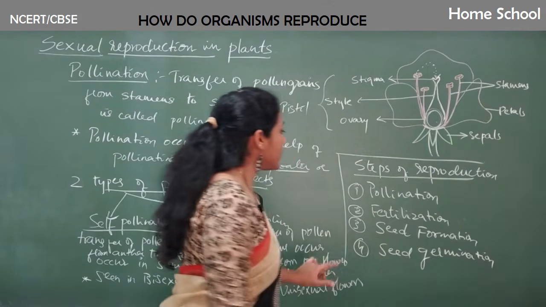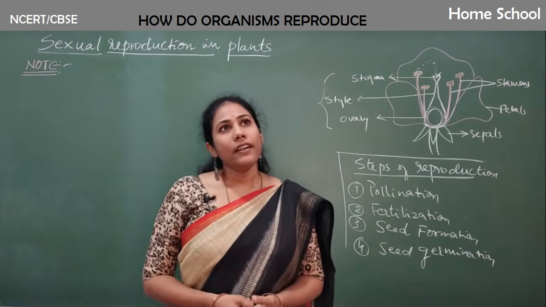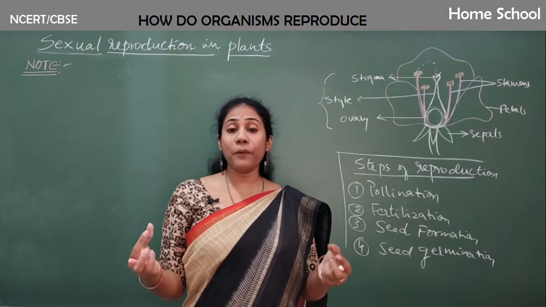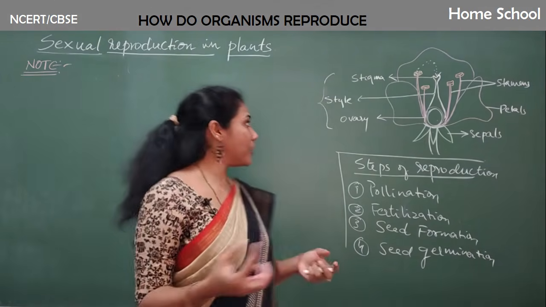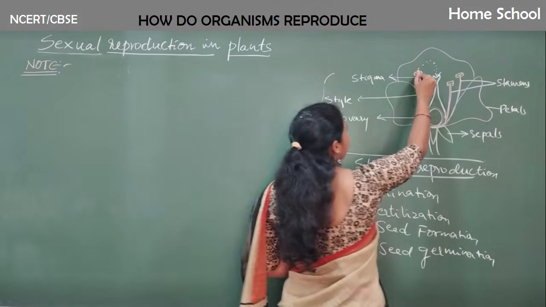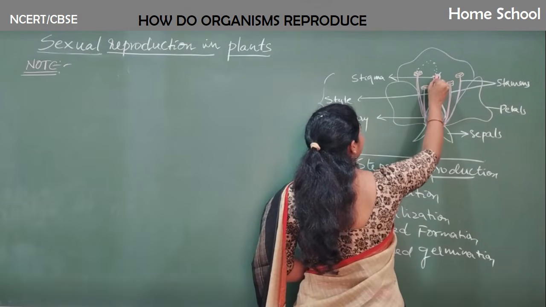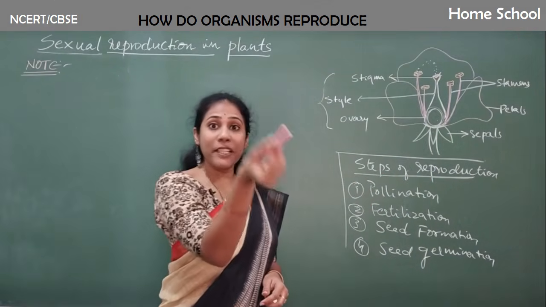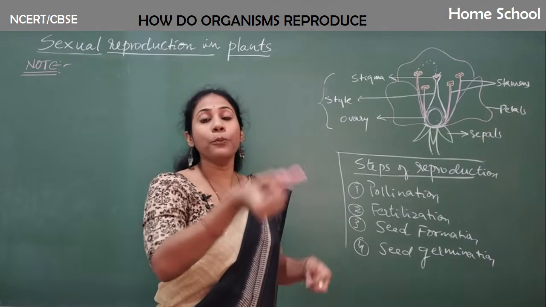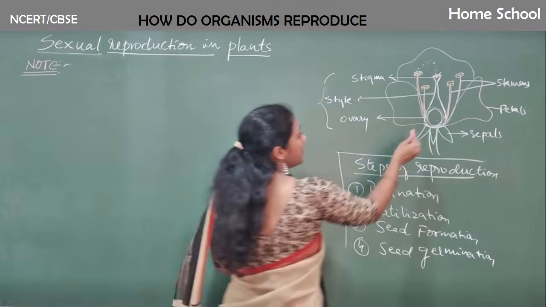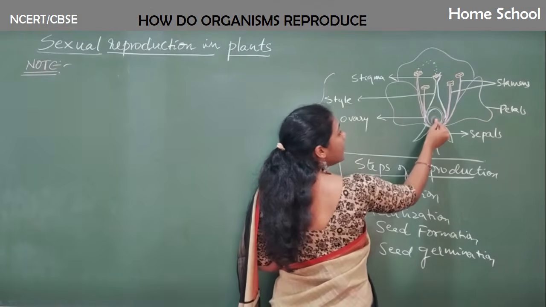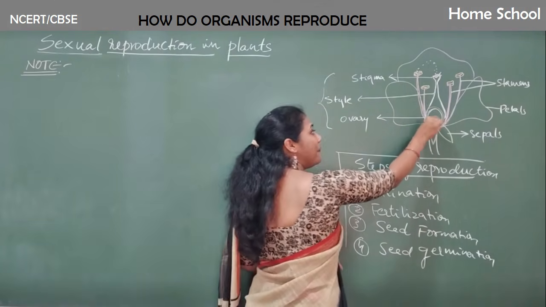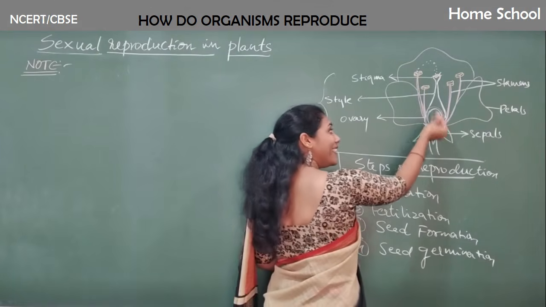Now let us try to study fertilization. Fertilization, as I already told its meaning, is nothing but the fusion of a male germ cell and a female germ cell. Now see here, after pollination, the pollen grains are there in the stigma area, and where is the female germ cell? The pollen grain contains the mature male germ cell, which is waiting to meet the female germ cell. Where is the female germ cell present, guys? Here is the female germ cell present. So the male germ cell, how will it reach the female germ cell? The female germ cell is there inside the ovary.